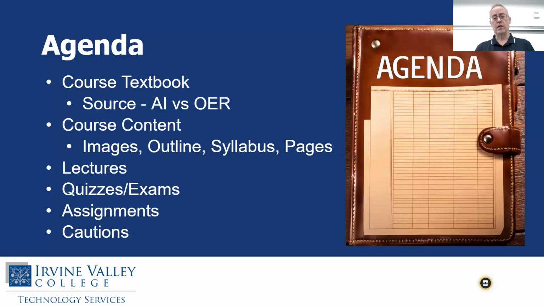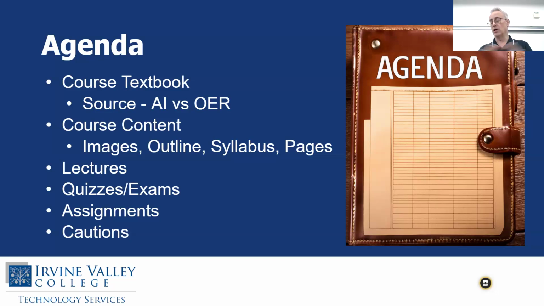What we're going to go over in a lot of this is how did I do the course textbook? And there's a couple of different options there. Course content, images, etc., lectures, quizzes, and exams. This is one of the questions that I get all the time: how to use AI to generate quizzes and exams. Assignments, I'm going to go into a couple of tools that I've got now as well, and then some cautions as you do this.